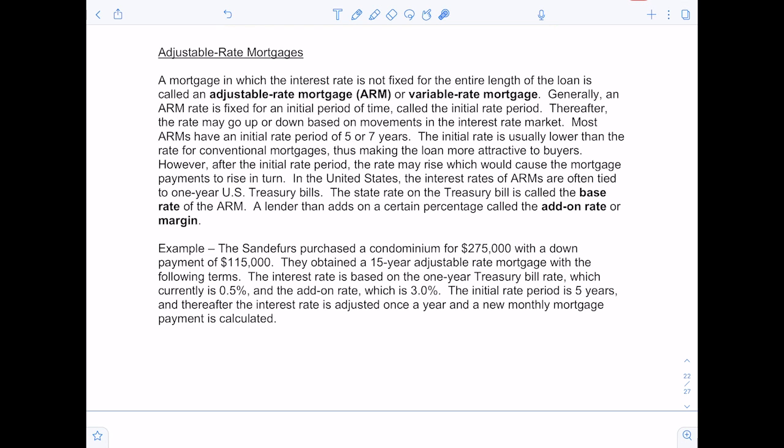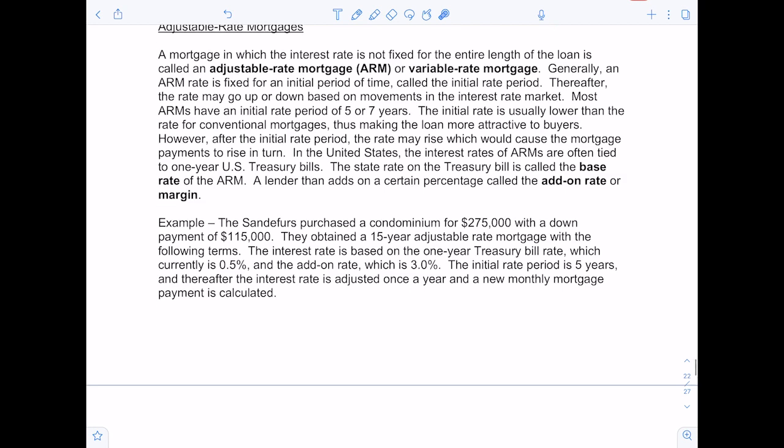The interest rate is based on the 1-year Treasury bill rate, which currently is 0.5%, and the add-on rate, which is 3%. Okay, so in the United States, the interest rates of adjustable rate mortgages are often tied to 1-year U.S. Treasury bills. That is called the base rate of the adjustable rate mortgage. And then a lender adds on a certain percentage, called the add-on rate. The initial rate period is 5 years, and thereafter the interest rate is adjusted once a year and a new monthly mortgage payment is calculated.